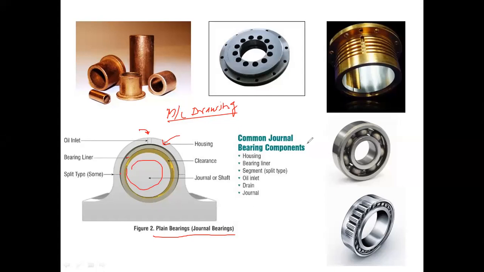Now, the common general bearing components we have are the housing, the bearing inner segment, the oil inlet, the drain, and the inner portion. That much we will have.